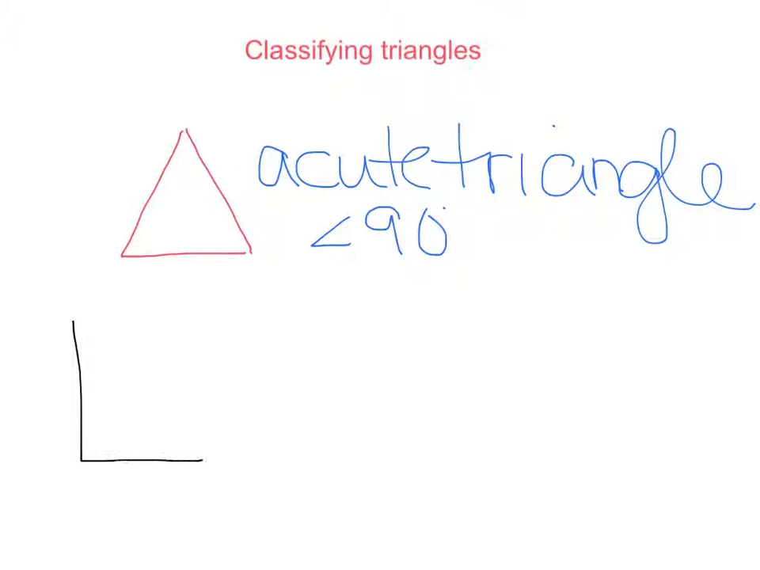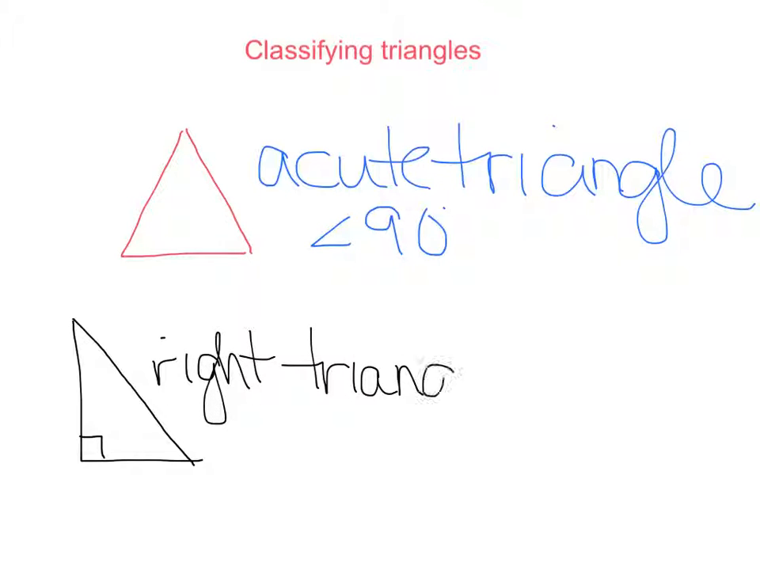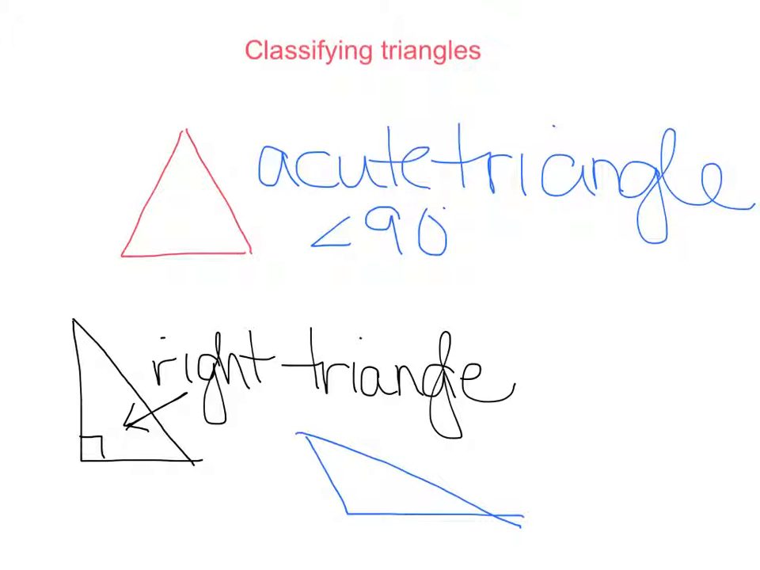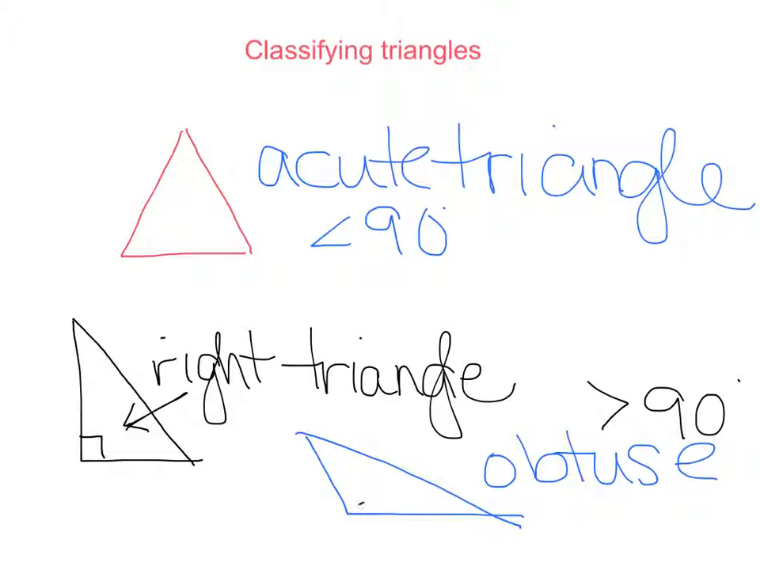You will also have something that looks like this, and this is called a right triangle because it has one right angle in the triangle that is identified with that symbol, and it is 90 degrees. And the last one you will have will be a triangle that looks like this. This is an obtuse triangle, because it has one angle that is greater than 90 degrees, which would be this one.